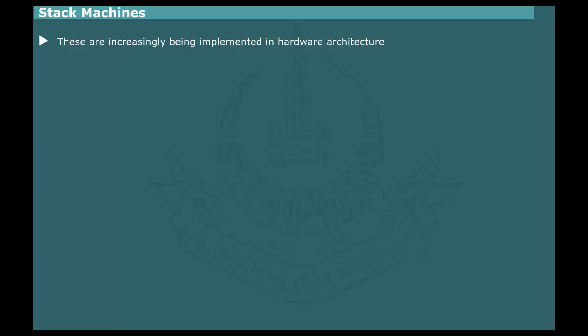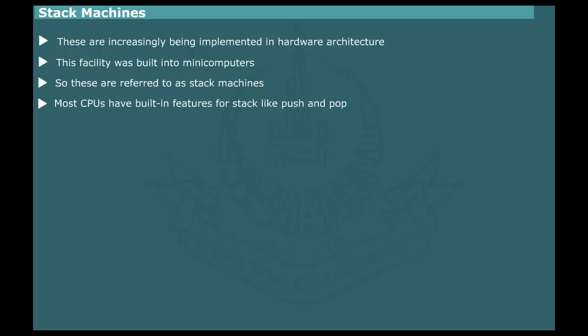Stack machines. Because of their frequent use in several computer science disciplines such as compilers, interpreters, and operating systems, stacks are increasingly being implemented in the hardware architecture. Originally, this facility was built into minicomputers such as PDP-11 and Burroughs 5000. For this reason, these computers were commonly referred to as stack machines.